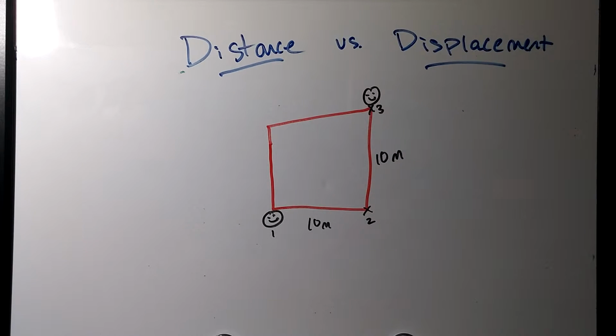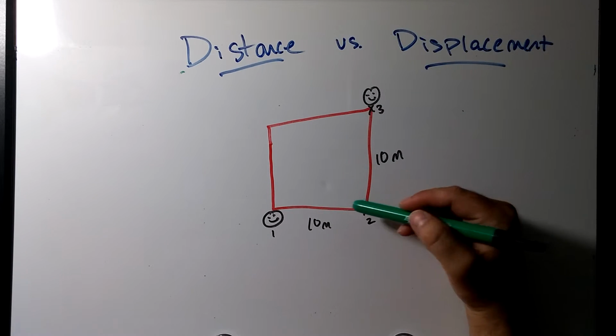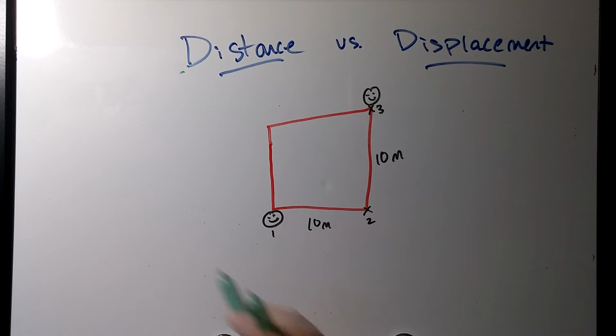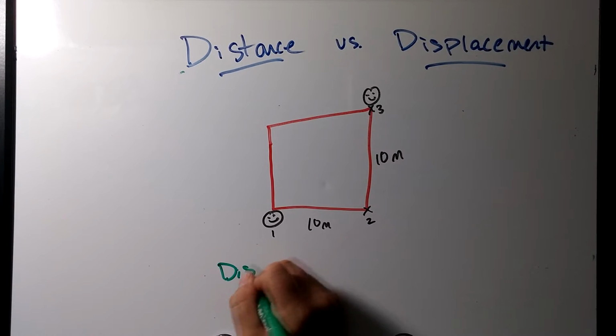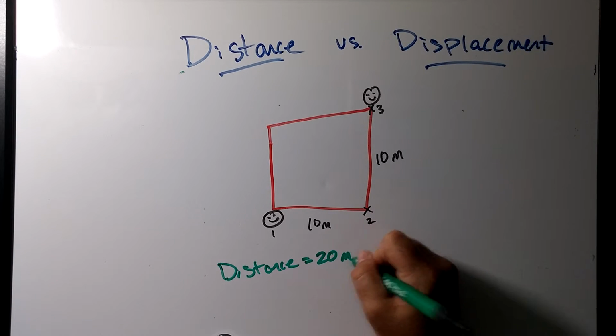Now, like I said, distance doesn't care about direction. So let's say you had a pedometer on your belt as you were walking along this block. A pedometer is a device that will count the number of steps you take. And as you walk around these two sides of this block, it doesn't know that you turned left at this spot. It just knows that you walked 10 meters and 10 more meters, or a total of how many meters? 20 meters. In this example, the distance traveled is 20 meters.